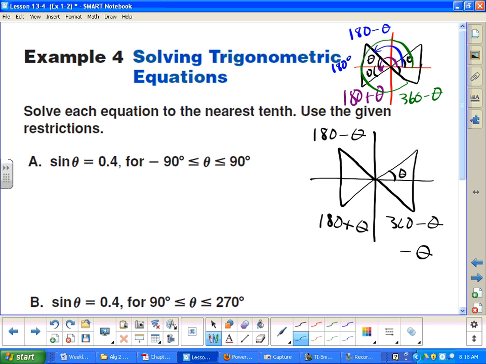If they say I'm from 0 to 360, then I would do 360 minus. But in this case here, they say between negative 90 and 90, so I could just use the negative angle if I was in that situation. Okay, so goodness. Letter A here.